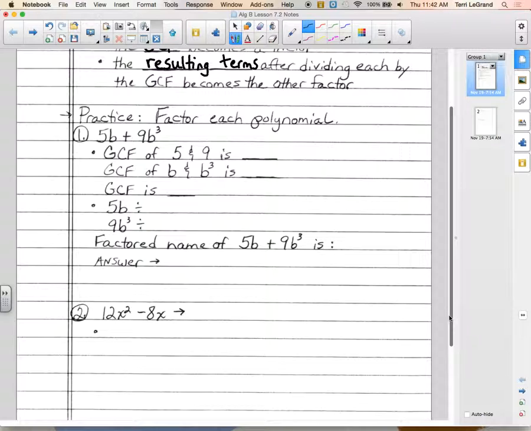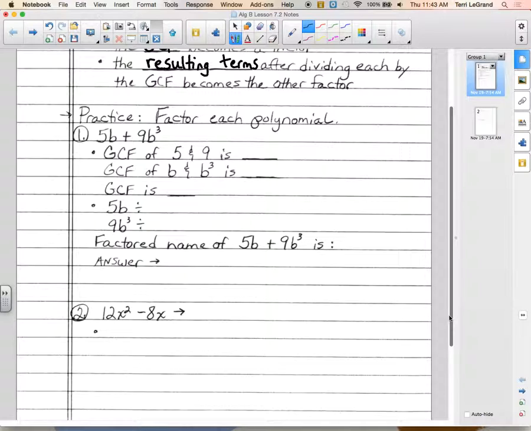Factor each polynomial. We have 5b plus 9b cubed. What kind of a polynomial is that? A binomial. In fact, what degree is it? Third. It's a 3rd-degree polynomial, it's just not in standard form. So it's a 3rd-degree binomial right now. We're going to factor it, and when we're done factoring it, we should have 2 factors.